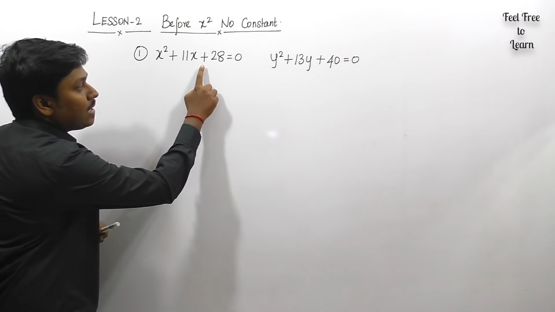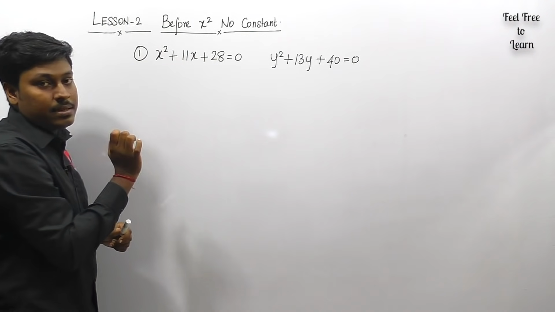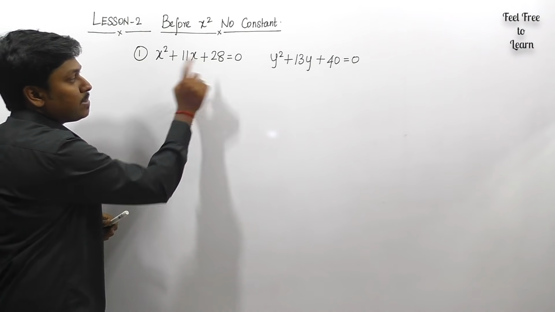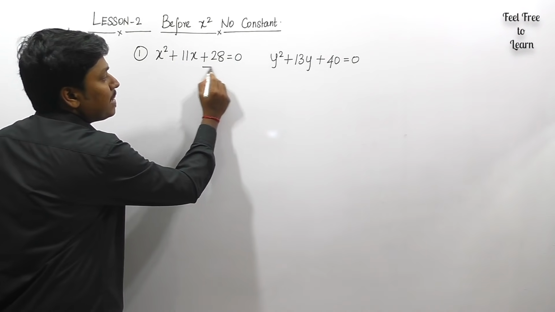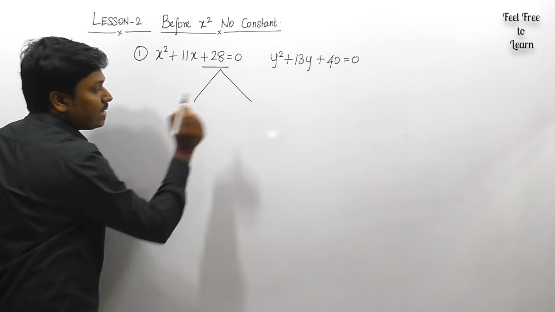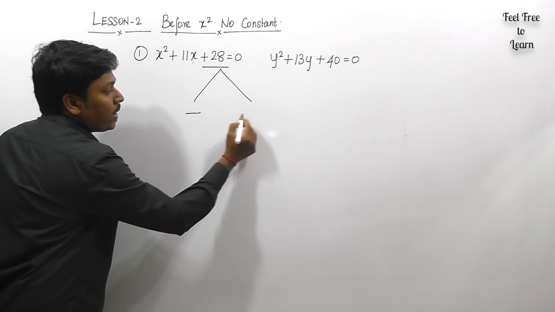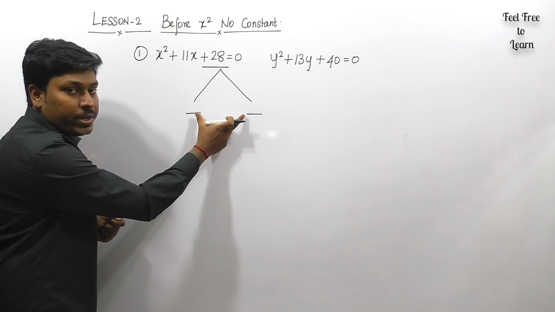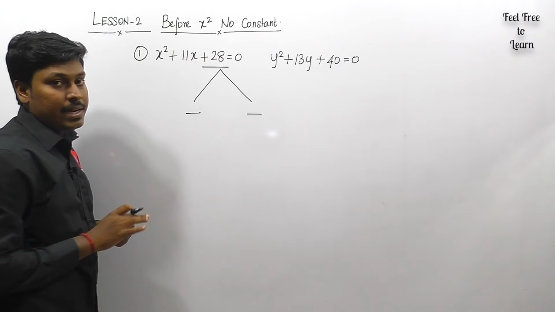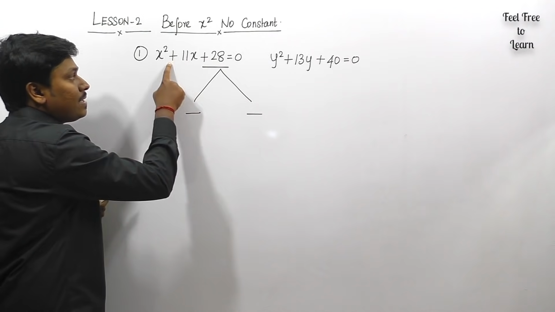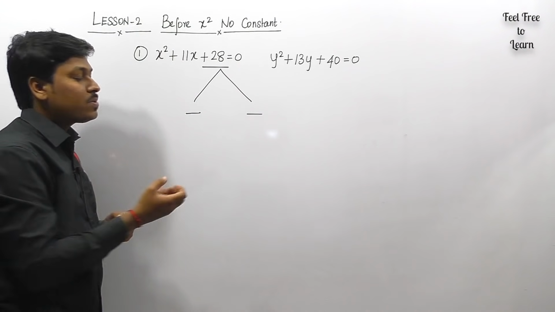So friends, listen here. First of all, let me solve the x term alone, right? x square plus 11x plus 28. So here the number is plus 28. We need to find the factors, right? The two numbers that we are going to multiply, the resultant should be 28. When we add the two numbers, the resultant should be plus 11. So we need to guess what the factors are.